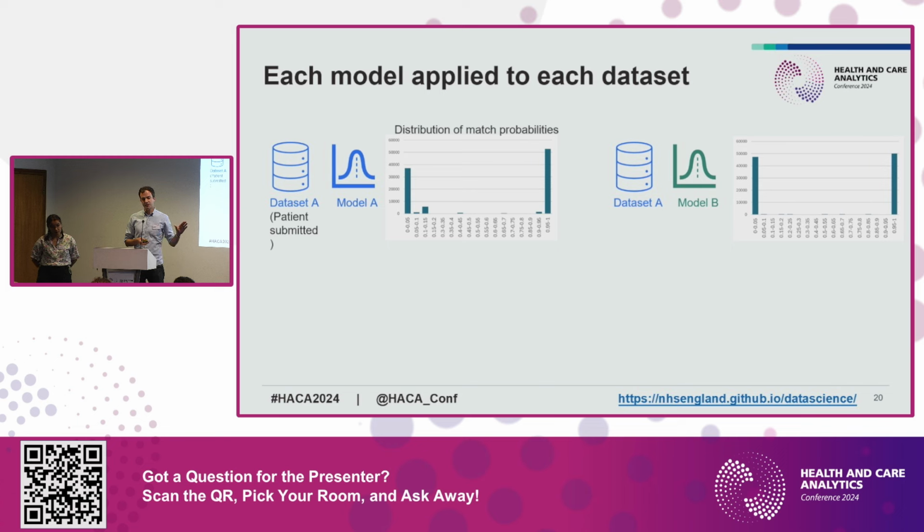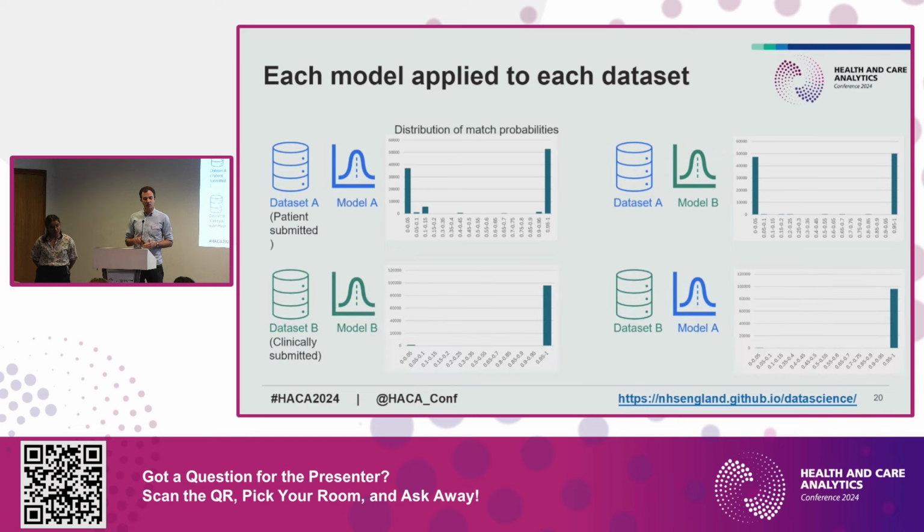Model B, which is stricter because it was trained on better data, accepts slightly fewer of those data set A as a good link to PDS. Looking at data set B, we see that both Model B and Model A predict that most of those records have a good link to PDS, and that is just because the data quality of data set B is so good. They all do link well to PDS.